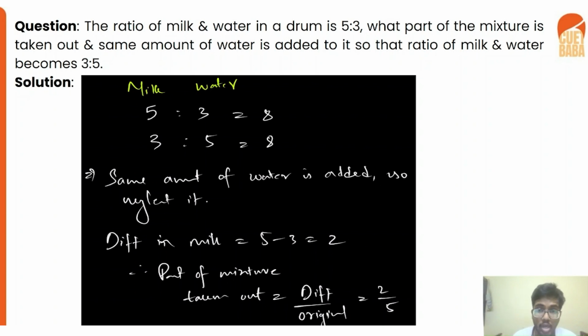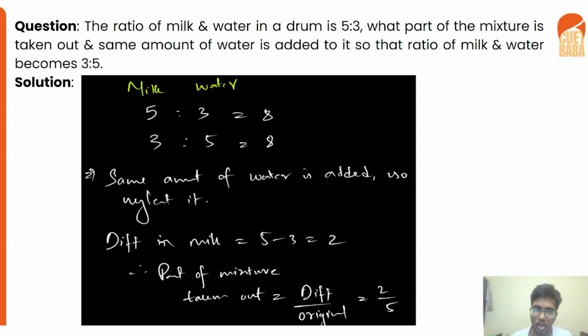So the same amount of water is being added. So whatever the water column is there, neglect it. So what is the difference in the milk? 5 minus 3, that is equal to 2. Divide that by the original, that is 5. Okay, so the difference that you have got is 2, right? Originally the ratio was 5:3, finally the ratio was 3:5. What is the difference in the milk?